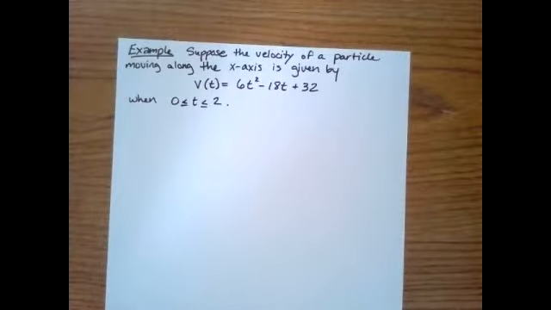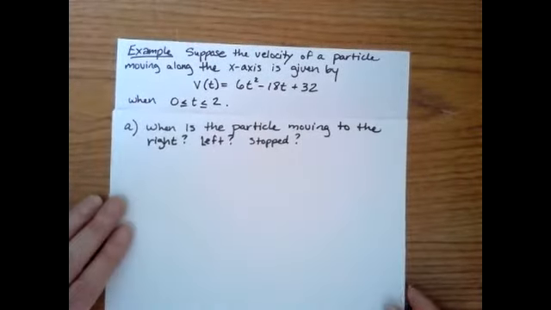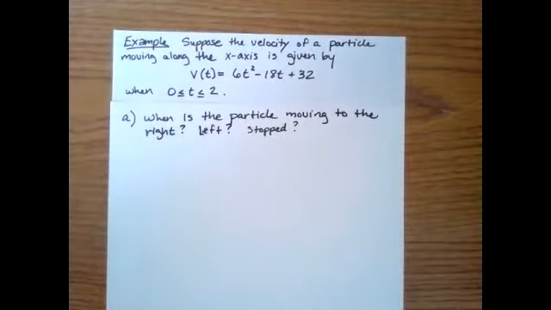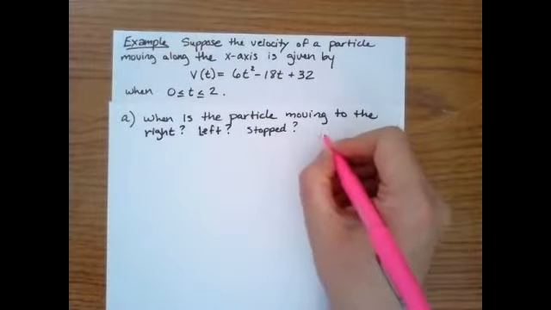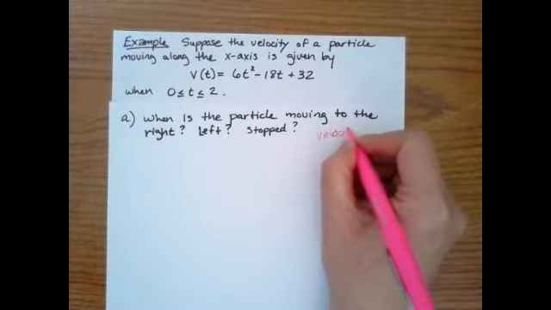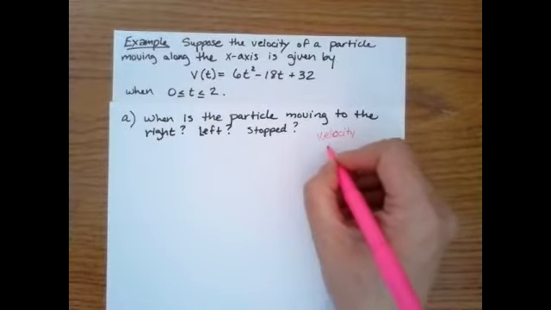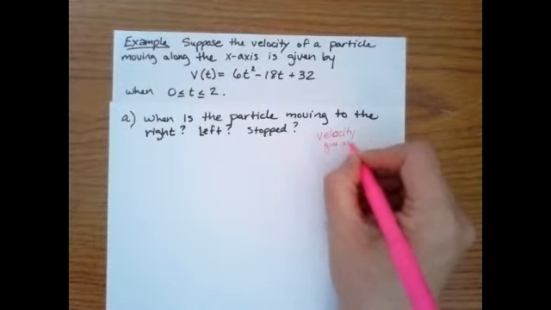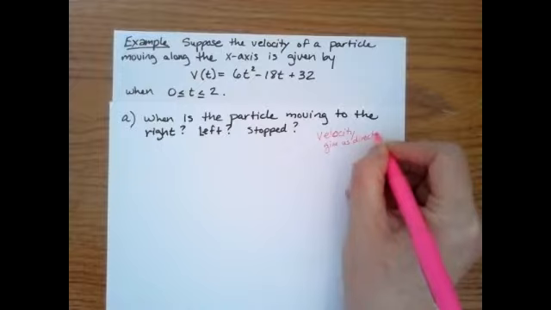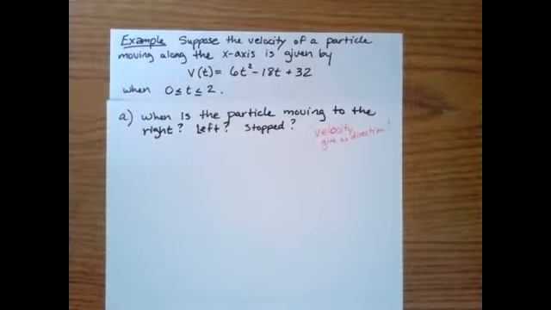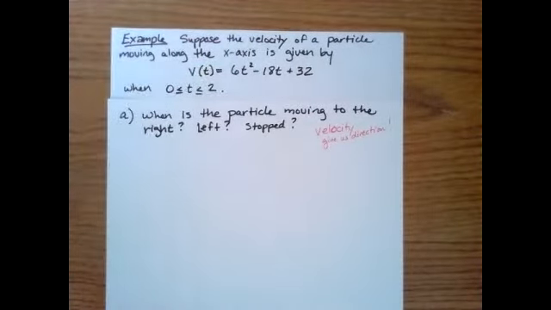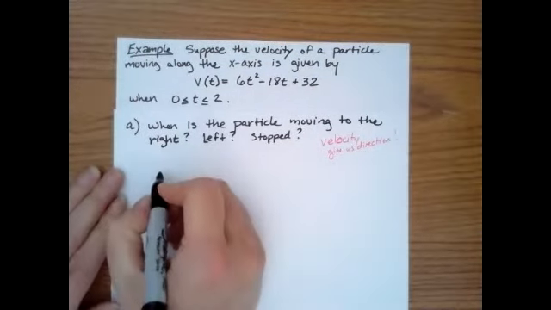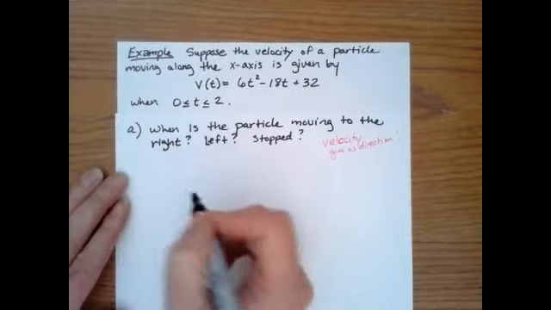All right, so for part A, we need to know when the particle is moving to the right, when it is moving left, and when it is stopped. So the key concept here, again, is that velocity is the function that indicates direction. We've known that, we've used that a lot. Velocity gives us the direction of a particle. So we have the velocity function already. There's no need to find it. What we need to do is find its zeros, and find its positive regions and negative intervals also.